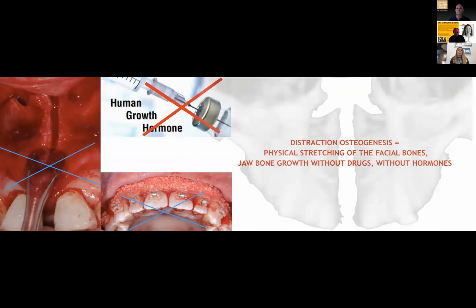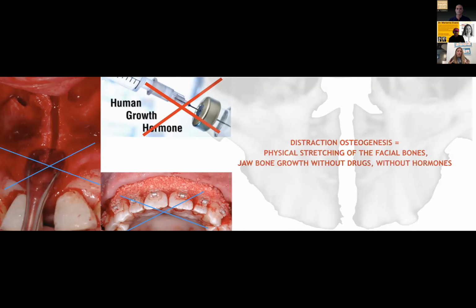So in orthodontics today, with those bone anchors, with those temporary anchorage devices, we have the technology where we can grow bone without using drugs, without using hormones, without making the osteotomy cuts, and without using the bone grafts. And that technology is called non-surgical distraction osteogenesis, where basically we apply special orthopedic forces to those bone anchors, and we physically can stretch the facial bones.